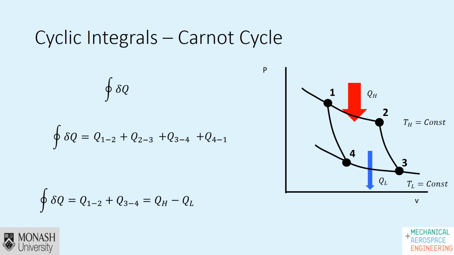And this is equal to all of the heat transfer from a high temperature reservoir minus all of the heat transfer out to some low temperature reservoir. So we see our cyclic integral here is just the difference between all of the heat input QH and all of the heat output QL.